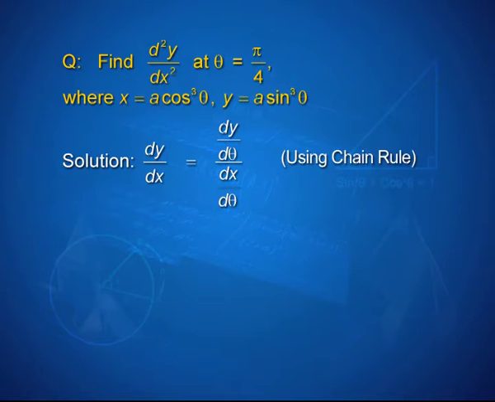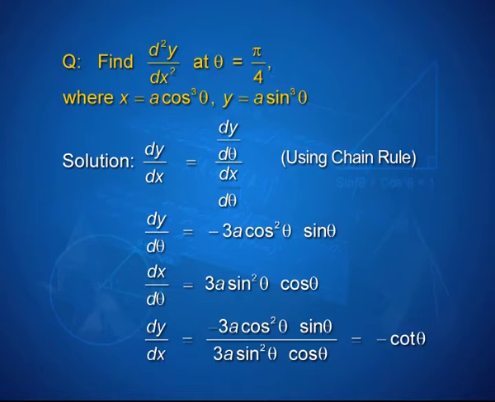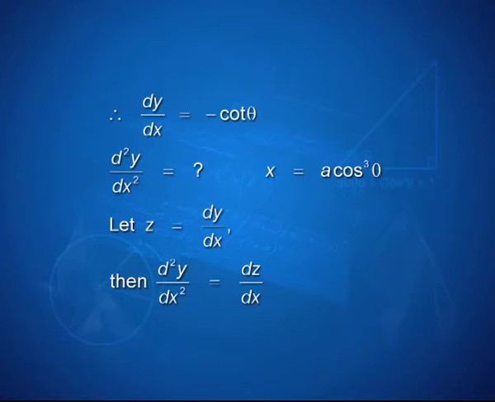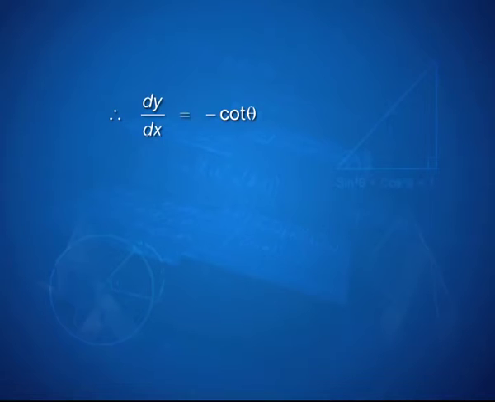Taking the quotient, I get the derivative of y with respect to x as minus cot theta, and this is a point where you need to be now careful. I want to find the second order derivative of y, which means that I have to find the derivative of the derivative of y with respect to x, but dy by dx is a function of theta, not x. At the same time, x is a function of theta. I need to find d2y by dx square.